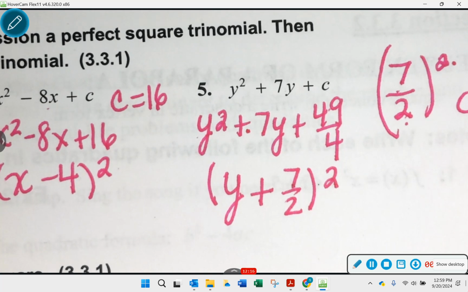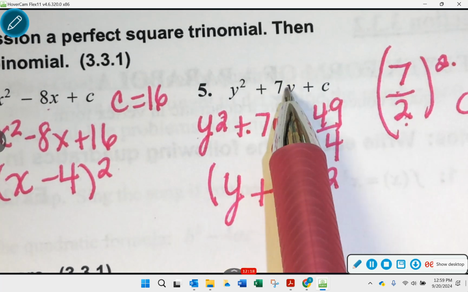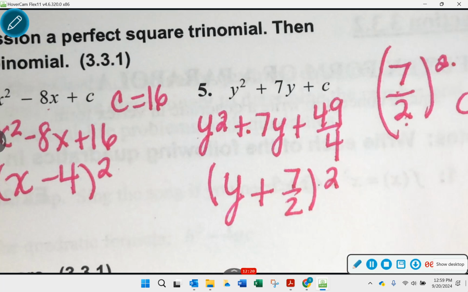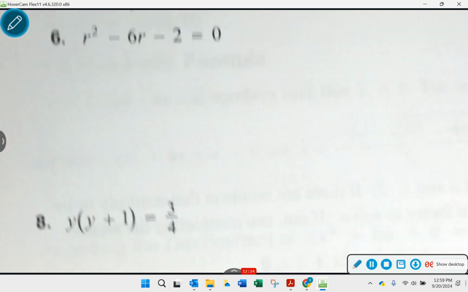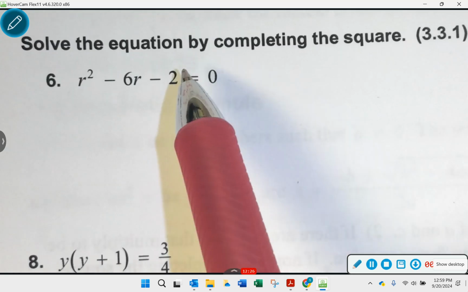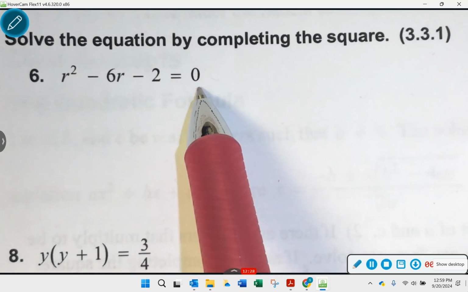If we have an odd b value, no problem. We just write it like that and square it. All right, let's come down here. This equation is set equal to 0.